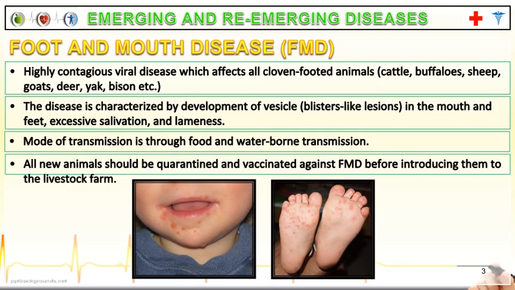For its symptoms, the disease is characterized by development of vesicles, blister-like lesions, in the mouth and feet, excessive salivation and lameness. The mode of transmission is direct animal-to-animal contact, through aerosols, under suitable conditions of temperature and humidity. The virus can spread to other areas at more than 70 kilometers distance with blowing wind.